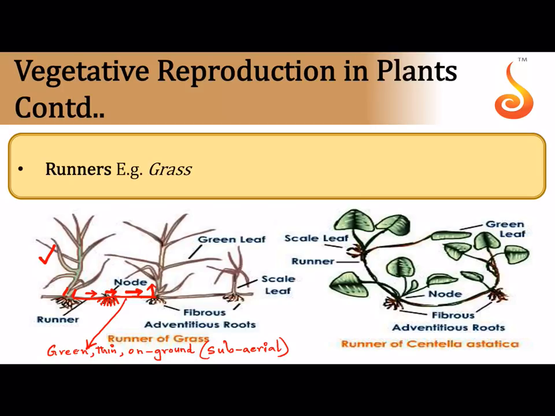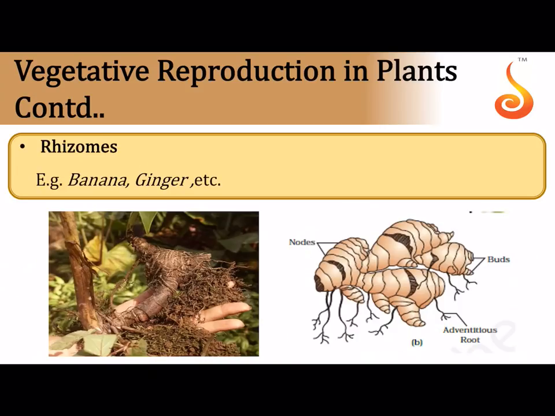Okay, so they emerge from the base of the aerial shoot. Now this you can consider as the parent body, the parent shoot. They emerge from the base, they travel horizontally, at regular intervals they give rise to upright crown or upright aerial shoot, isn't it? So this is runner in grass.